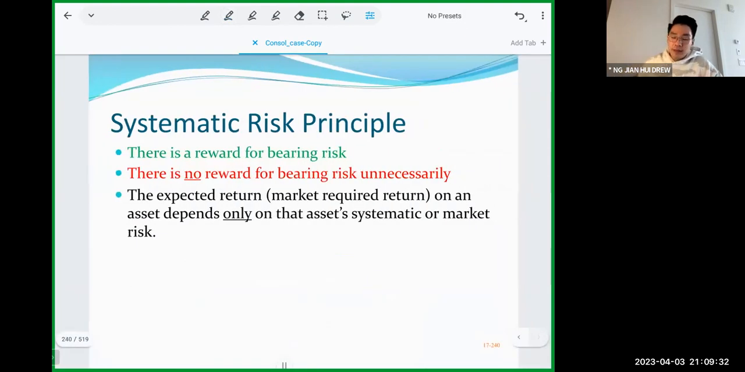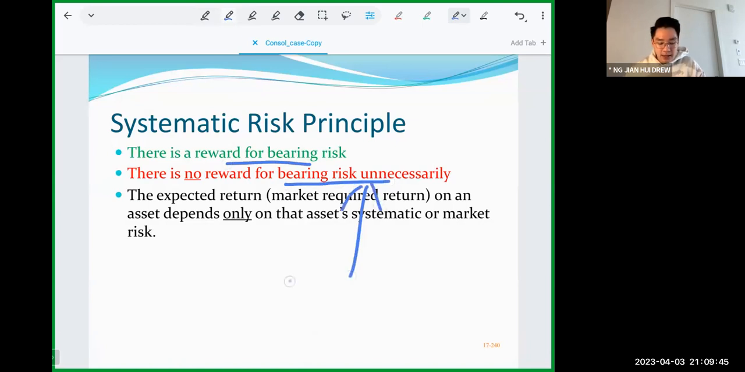So in terms of the risk principle, there are rewards for bearing risk, like we mentioned, but there are no rewards for bearing unnecessary risk. And the idea of unnecessary risk is the unsystematic risk. So if you're going to bear unsystematic risk, you will not be rewarded. The only rewards you get is by bearing systematic risk.